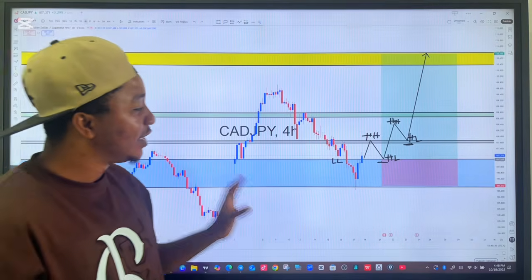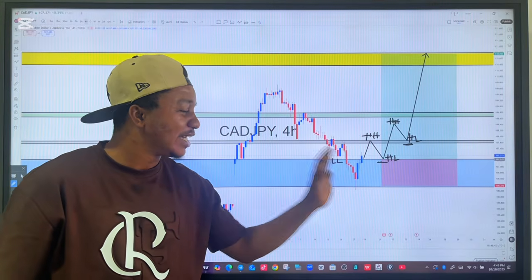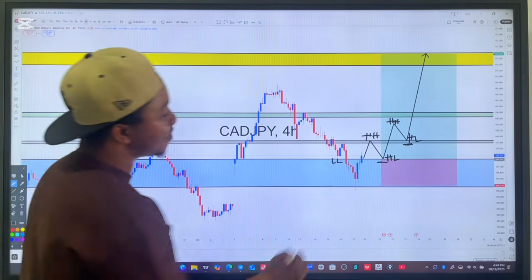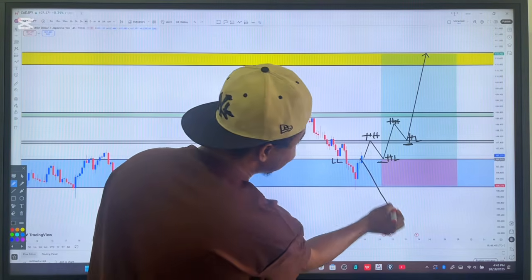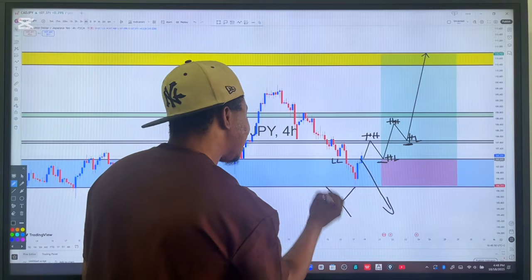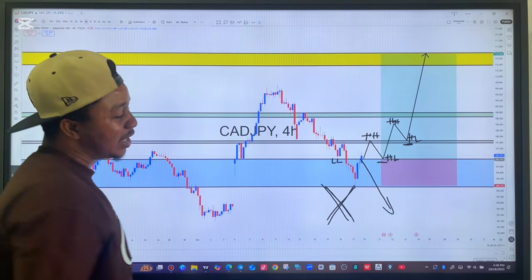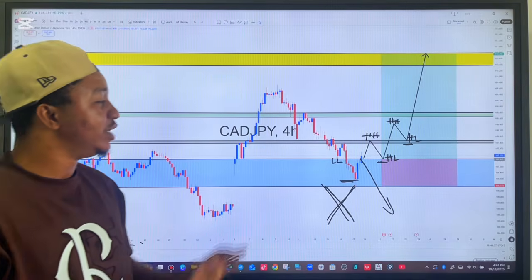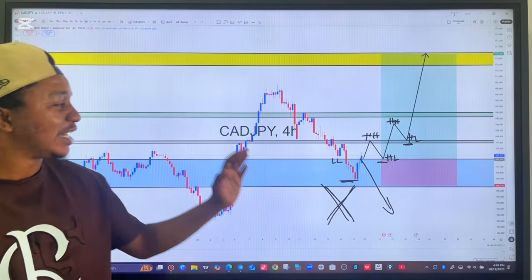So CAD JPY, this is also a full and complete technical analysis. Now, there's only one thing that can make this setup invalid. That is if price does not give us a higher high and it continuously drops all the way down, then this setup becomes invalid for entry because we know that the buy pressure here was not strong enough to move the market to the upside. So this is our full and complete technical analysis for the day.